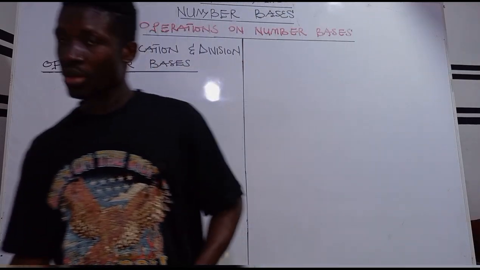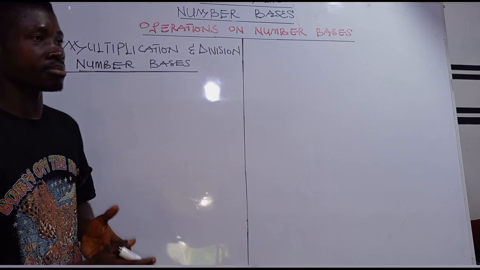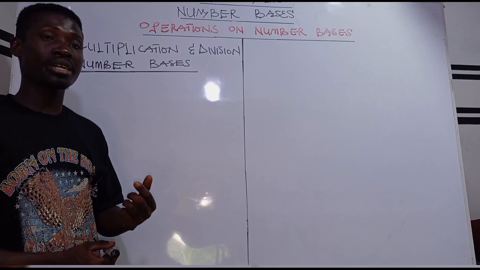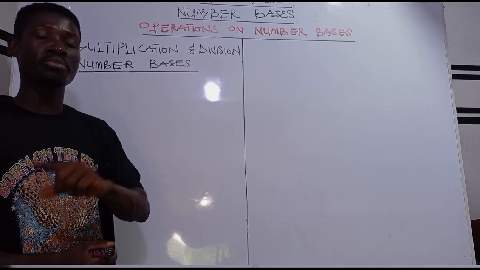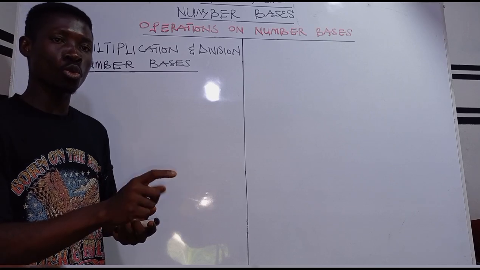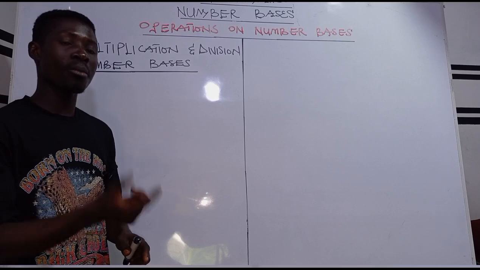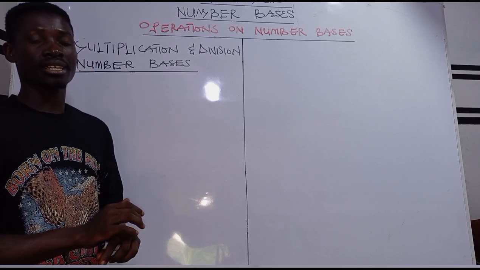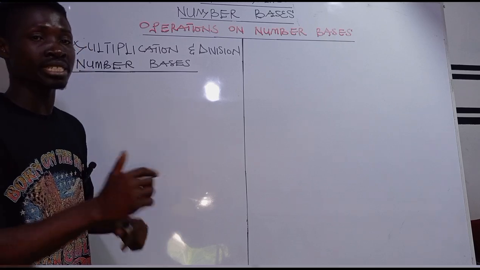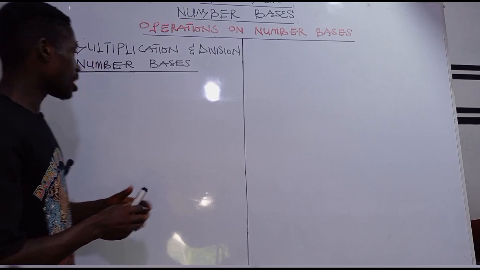So the next aspect that we are looking at is division of number bases. Now to perform division of numbers in the same base or different base other than base 10, we are first going to convert those numbers involved into a base 10 number. Then we perform our division in base 10. Then after that, we change our result from base 10 to the required base that we are to do the calculation.